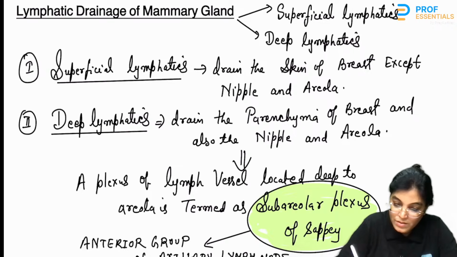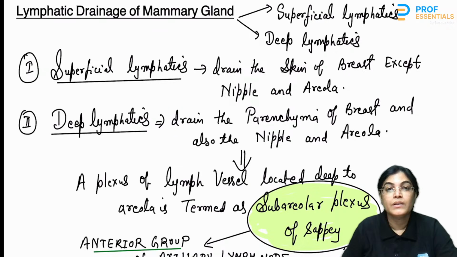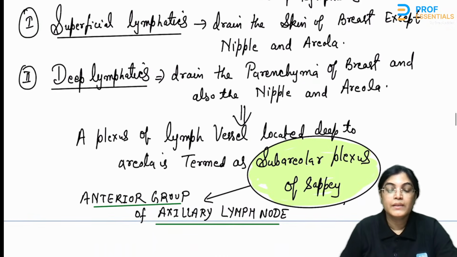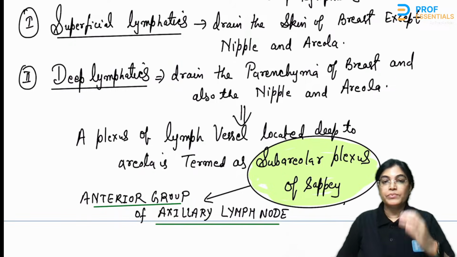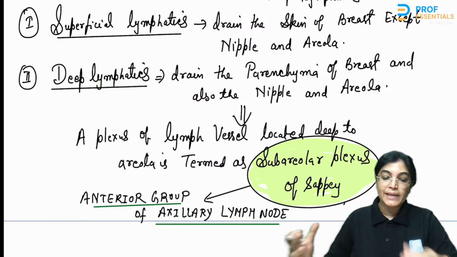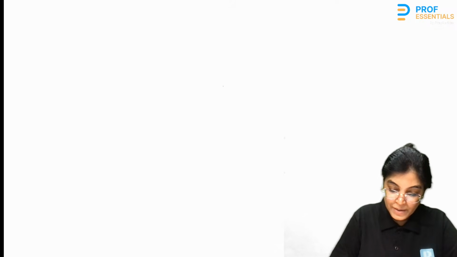Okay, so this is very, very important for you to note down. Into anterior group of axillary lymph node. Done? Now, it's very important, and I will also show a diagram of these important points which I have explained to you. A very easy diagram can be drawn here.